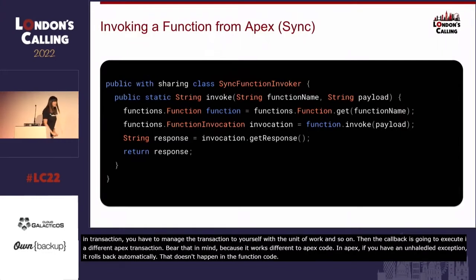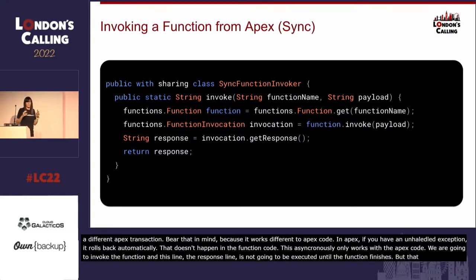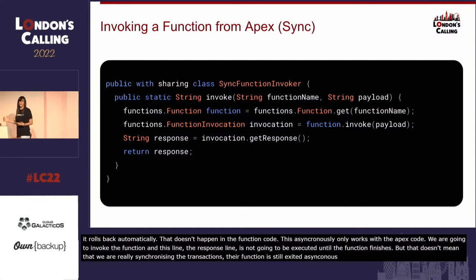There is another way to invoke functions, which is synchronously, but this synchronous word only applies to the Apex code. What I mean with that is, in the Apex code, we are going to invoke the function, okay? And this line, the response line, is not going to be executed until the function finishes. But that doesn't mean that we are really synchronizing the transactions, okay? The function is still executed asynchronously because it receives an event, because its nature is to be asynchronous and stateless, and you will have to, again, control what you are doing in your function from the function code.